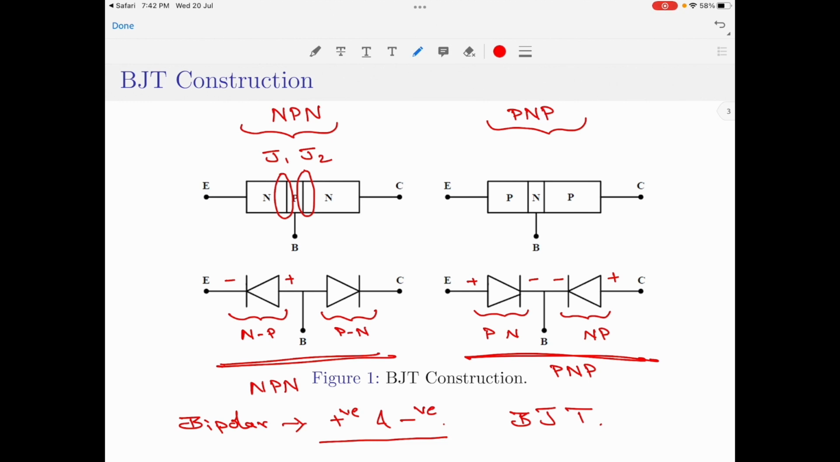Also, you must note that each semiconductor region in a BJT has a terminal attached to it. So, this is one terminal, this is second terminal, this is third terminal. So it is a 3-terminal device.